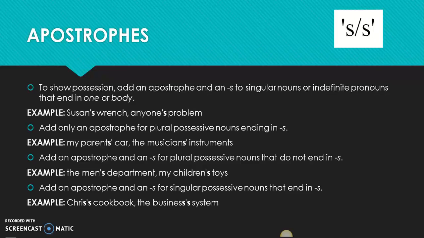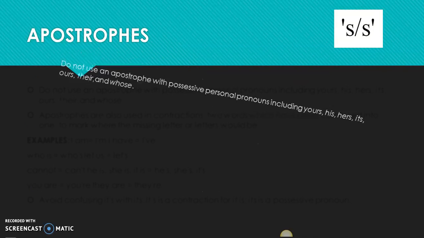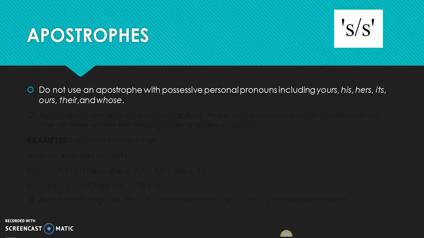More uses for apostrophes. Do not use an apostrophe with possessive personal pronouns, including yours, his, hers, its, ours, theirs, and whose. No apostrophe is necessary there; it is redundant. They are two different types of possessives.